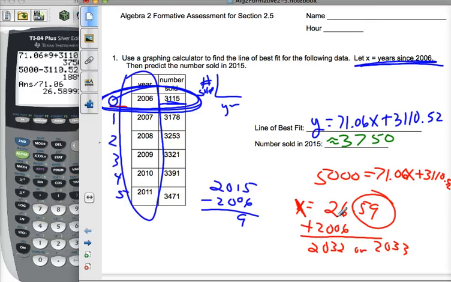So that's what you expect to do on the test, be able to plug in an L1, L2, or whatever list to use, find a line of best fit, and then use that line of best fit to answer questions, either by knowing the input, in this case 9, to find the number sold, or knowing an output, which I just made up, was 5,000, and working backwards. So here I want to find a number sold, I plug in 9, because that was the years, and then in my next one I gave you the number sold and wanted to find the year.